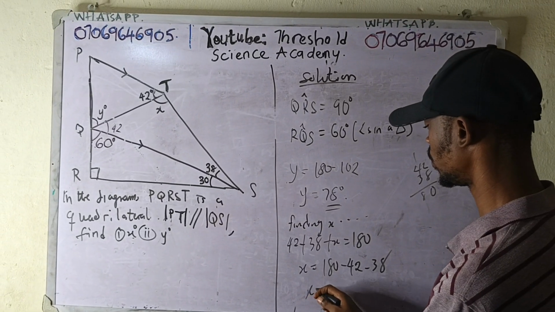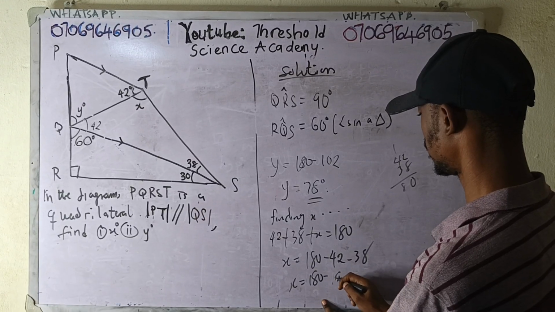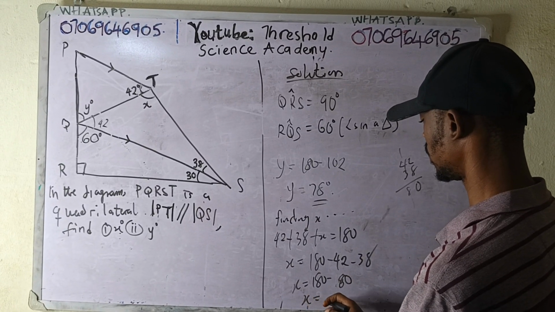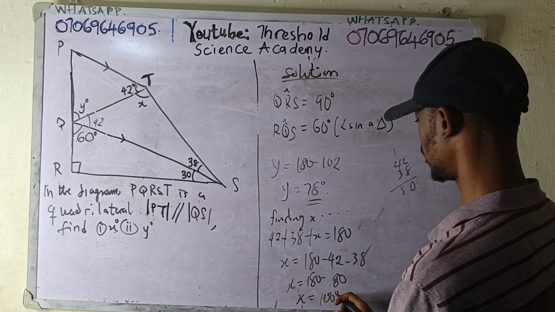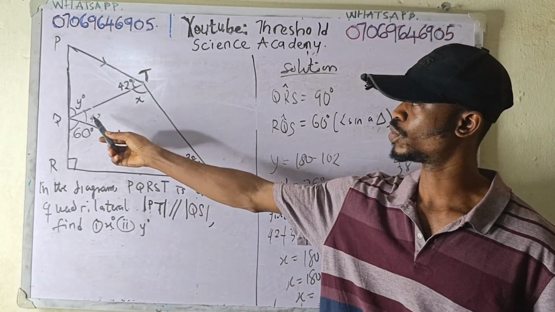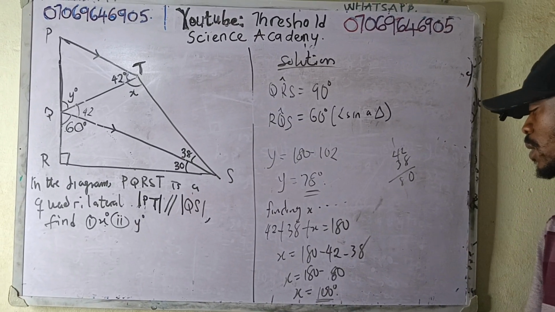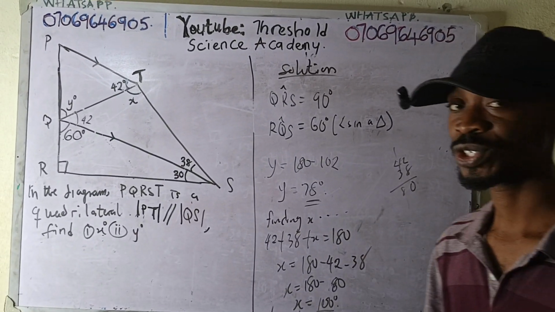So X is going to be equal to what? 180 minus 80. So X is going to give us 100 degrees. All right? Because it's in a triangle. If you add 42 plus this 100 plus this 38, they are going to give us 180, which is the sum of angles in a triangle. All right.